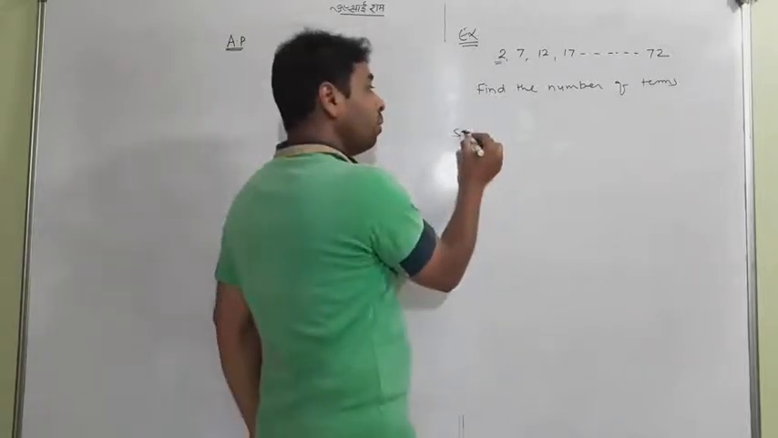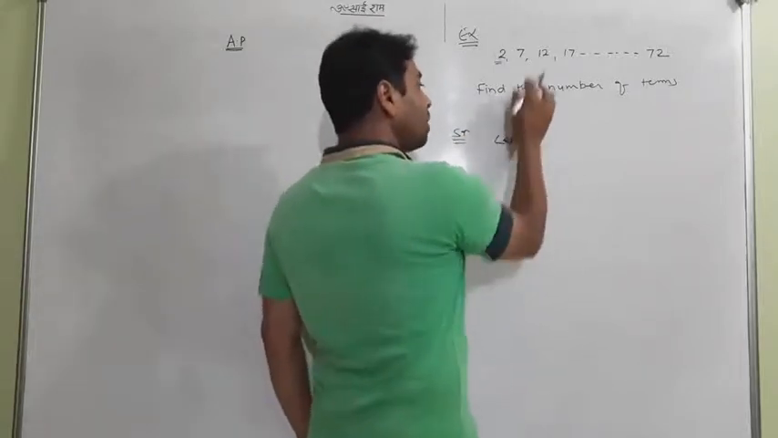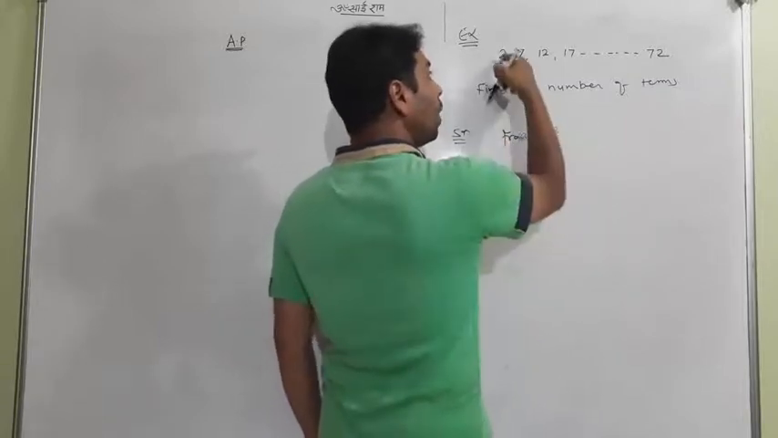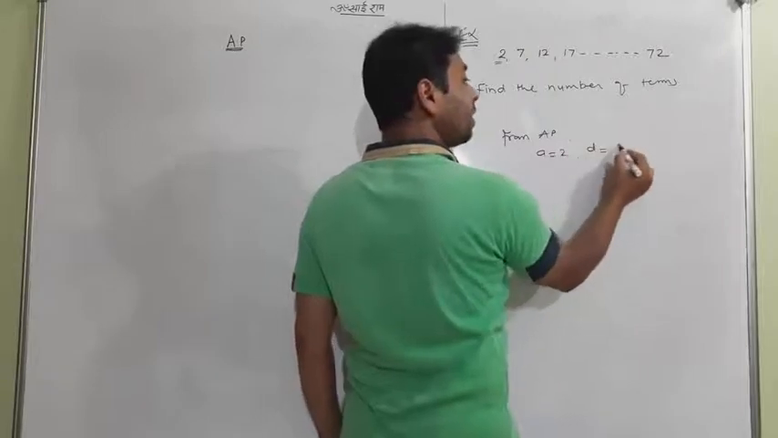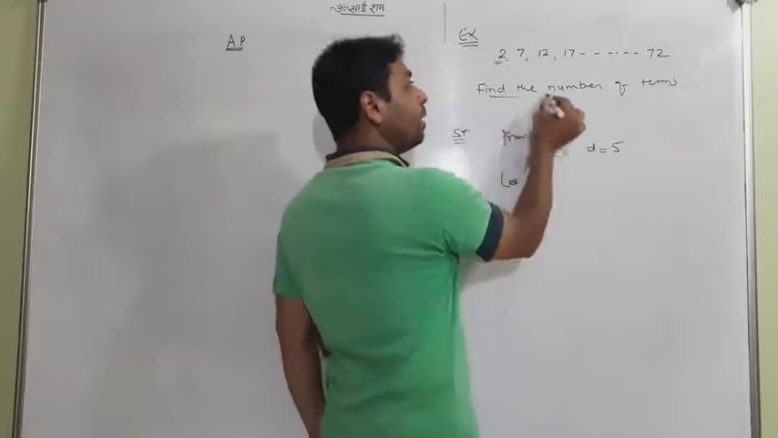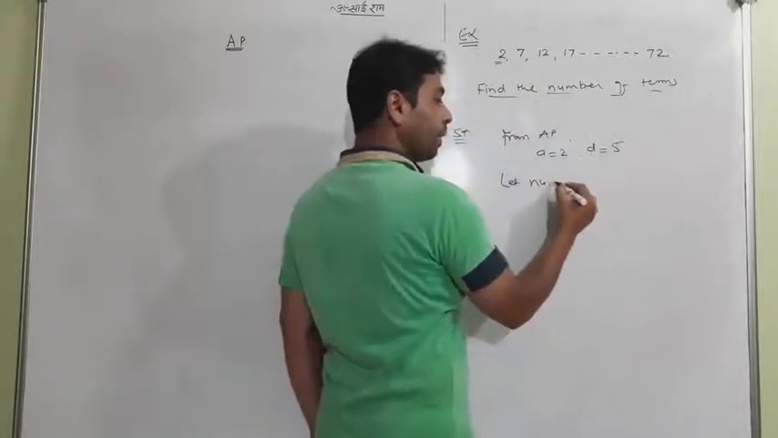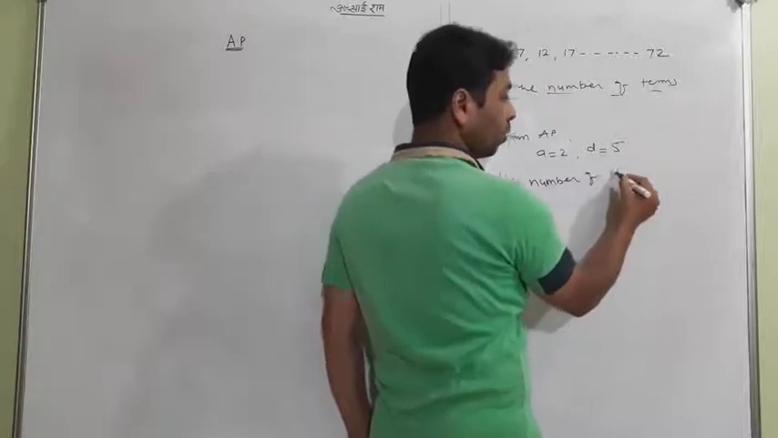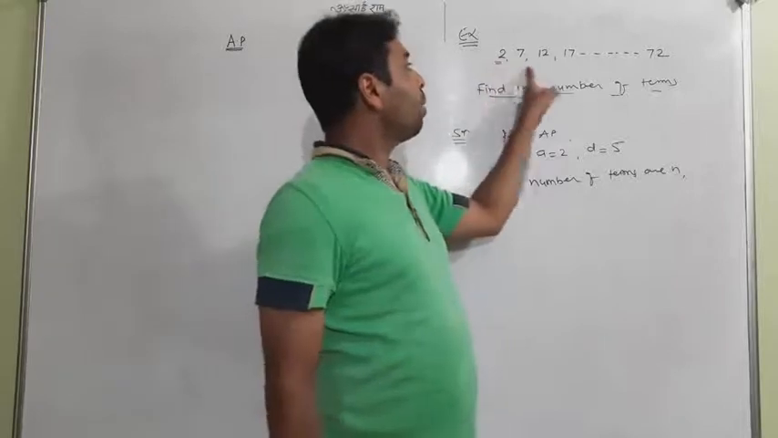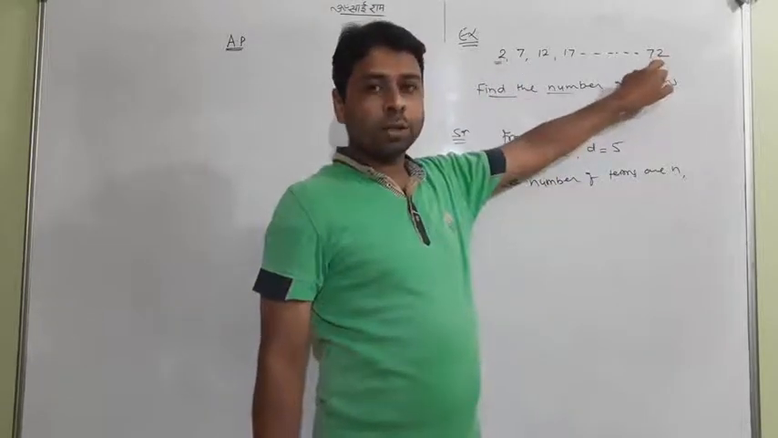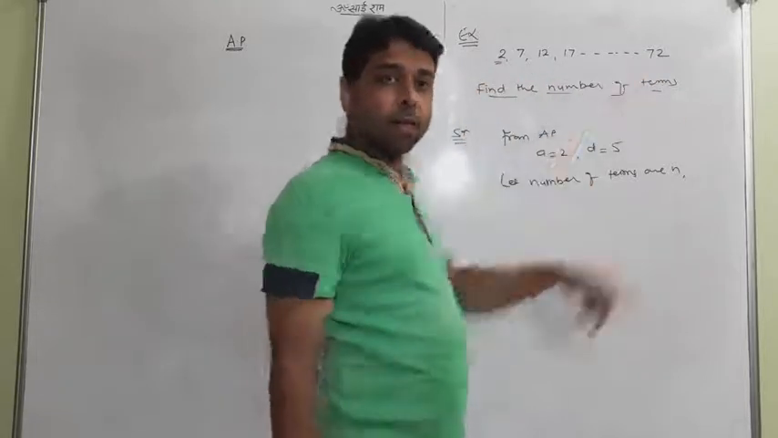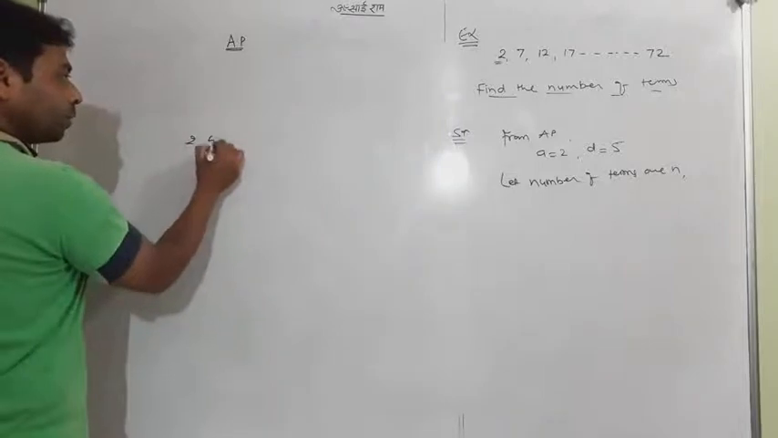First of all, from the AP, I write A, and D is as usual 5. What does the question ask? Find the number of terms. Let the number of terms be n. So if the number of terms is n, this is the nth term value. Look, the number of terms is n.